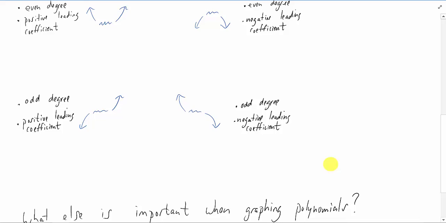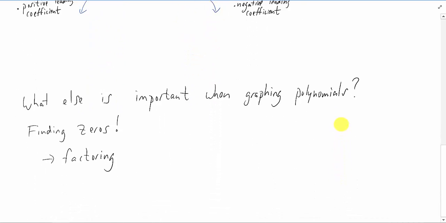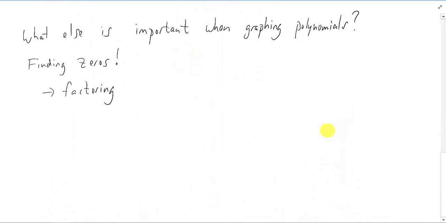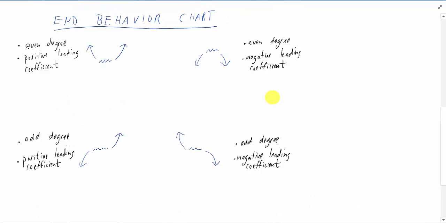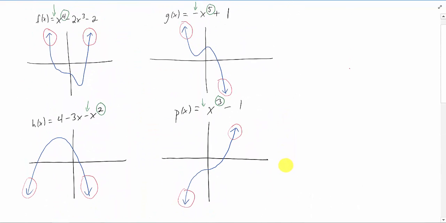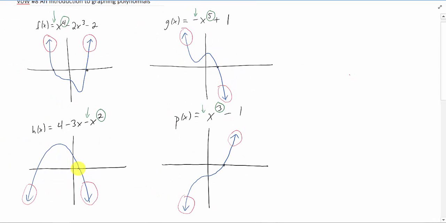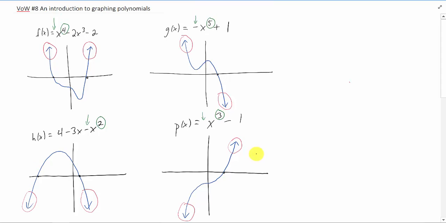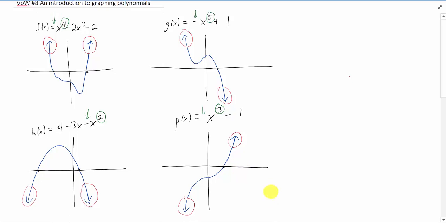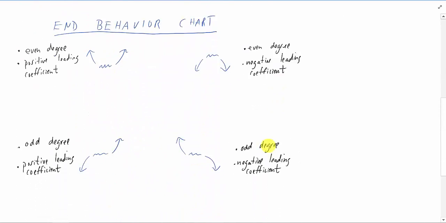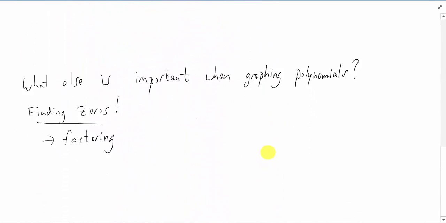I'm going to move on and ask the question, what else is important when we're graphing polynomials? Besides knowing the end behavior, it's very important to find the zeros of polynomials. If I go back up to my previous graphs, the zeros of these polynomials are where the polynomials are crossing the x-axis. So each one of these has a 0 in these examples that I've drawn. In some cases, polynomials have no zeros, and in some cases, polynomials have many zeros. So that is probably the next most important thing we're going to look at in this chapter.